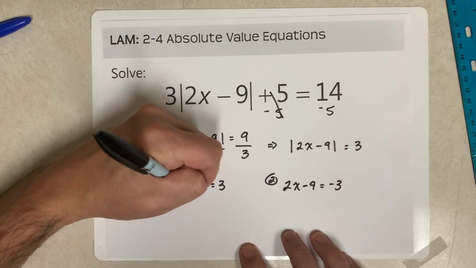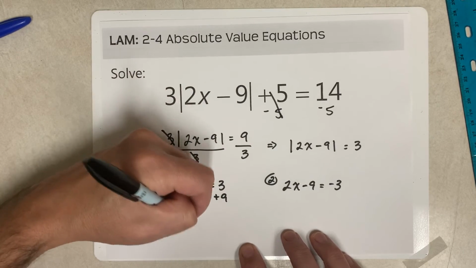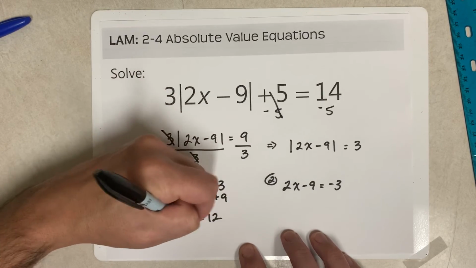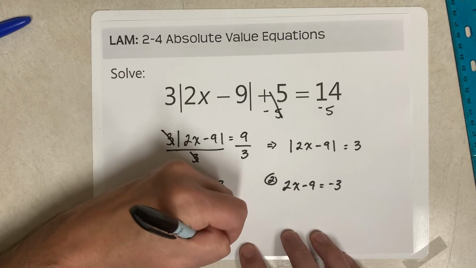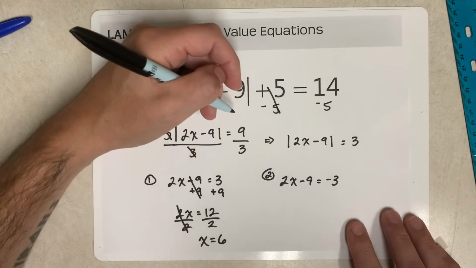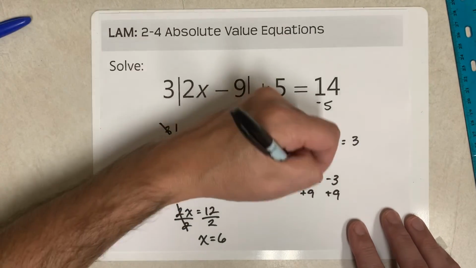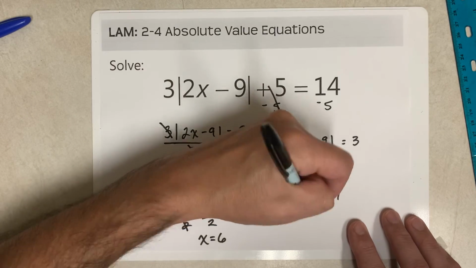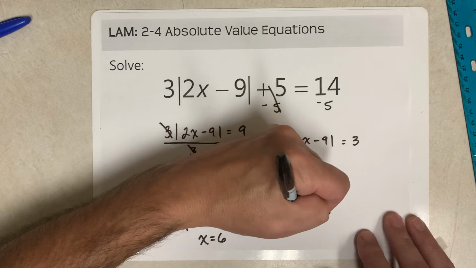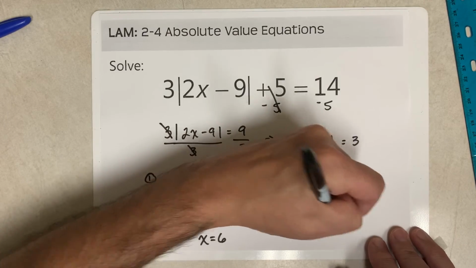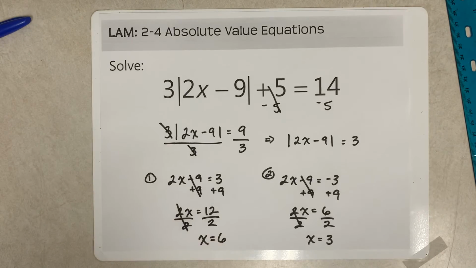All right, back over here, plus 9, 2x is equal to 12, divided by 2, and x is equal to 6. Over here, add 9, let's cancel, 2x is equal to positive 9 and a -3 make positive 6. Divided by 2, and x is equal to 3 for our second solution.